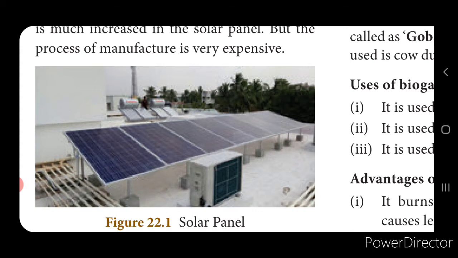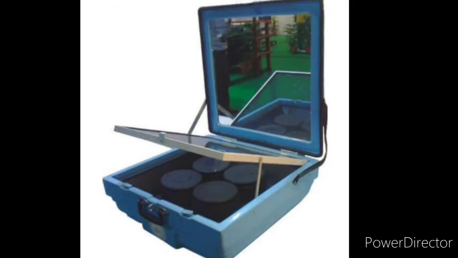Next is the solar cooker. Solar cookers, right? Now this consists of an insulated metal box. Now here you can see, or it can also be a wooden box, right? It is painted from inside so that it absorbs the maximum solar radiation, right? Usually it is painted black so that it absorbs the maximum radiation. Now it consists of a thick glass sheet which forms a cover over the box.